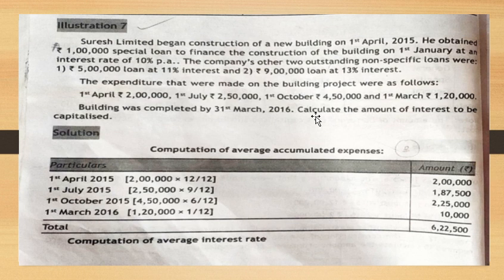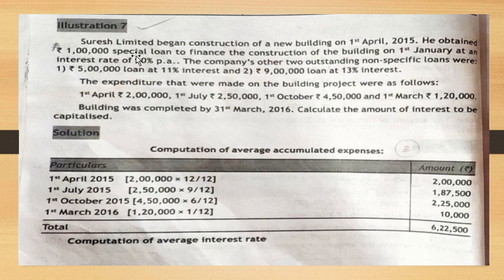So it is a similar kind of problem to your illustration 6. Here they have asked us to find the amount to be capitalized. So, computation of average accumulated expenses. First we need to calculate your average accumulated expenses. Here Suresh Limited began construction of a new building on 1st April 2015. Then on 1st January, for how much? He obtained a special loan of 1 lakh to finance the construction of the building on 1st January at an interest rate of 10% per annum.